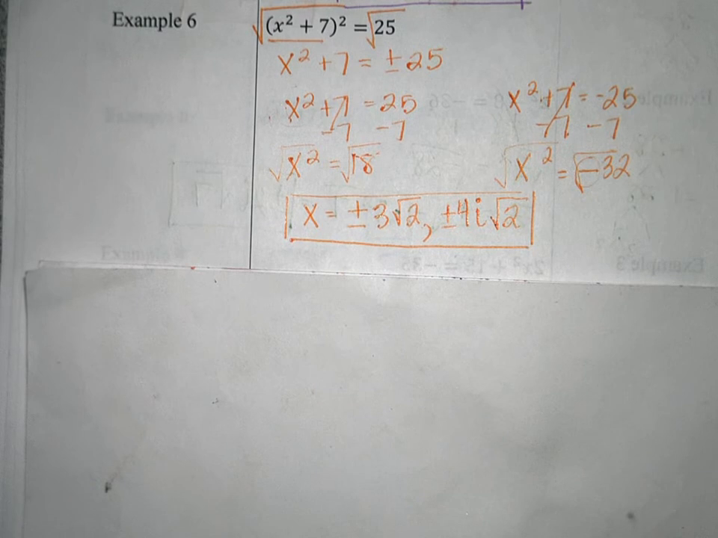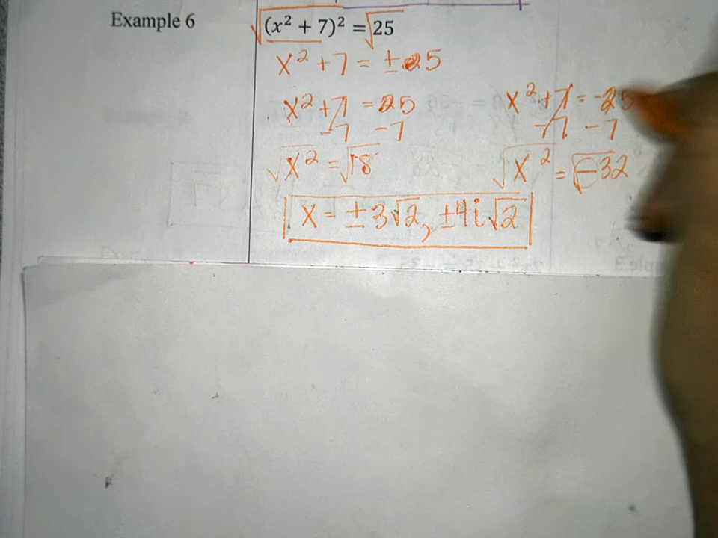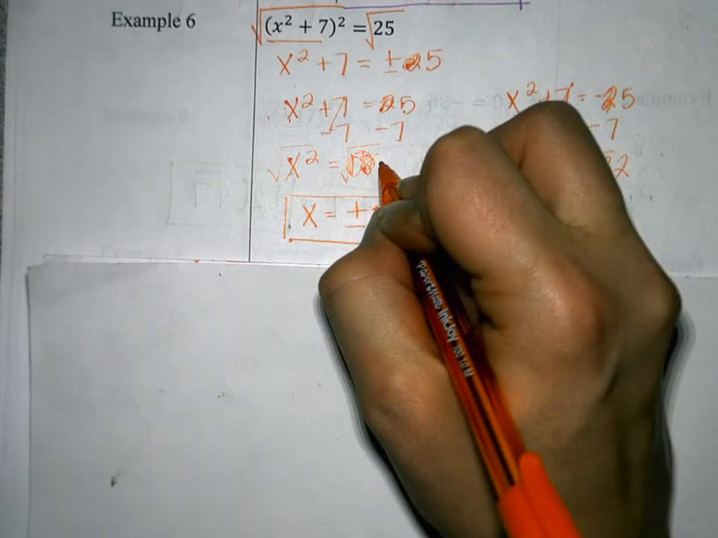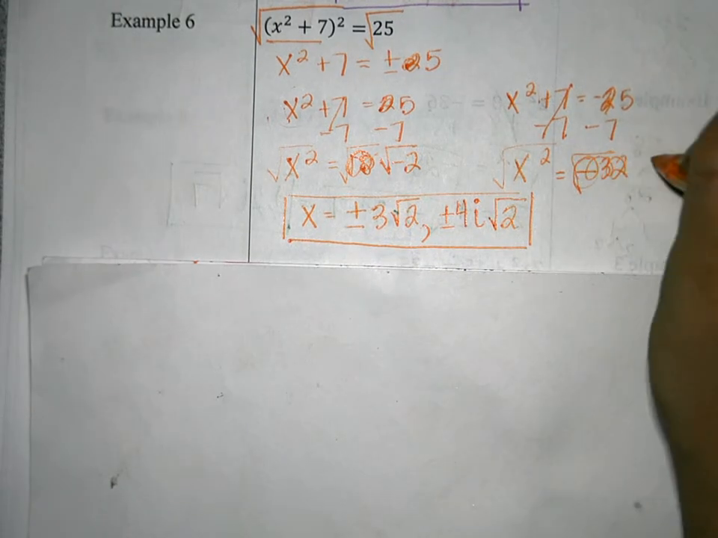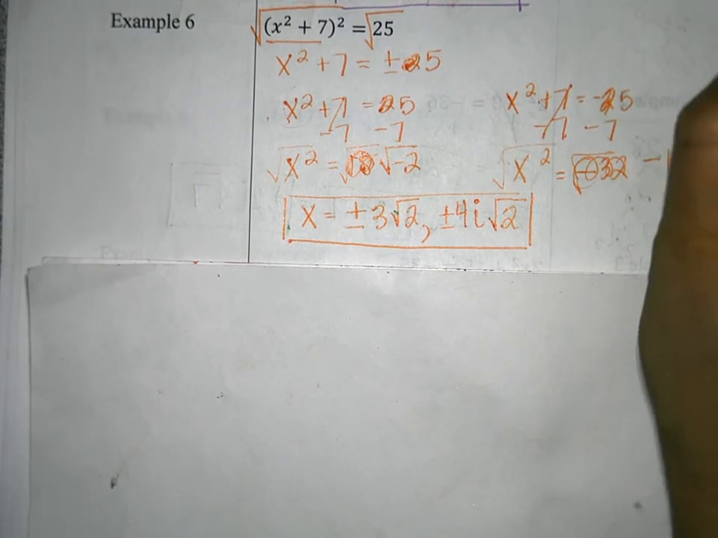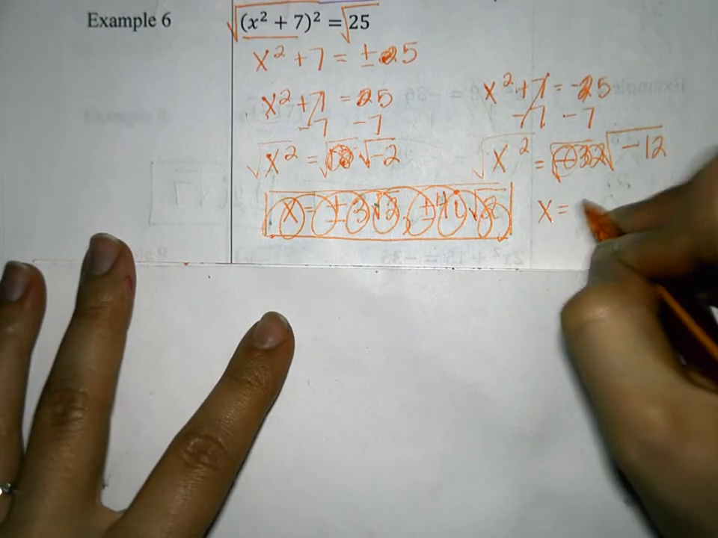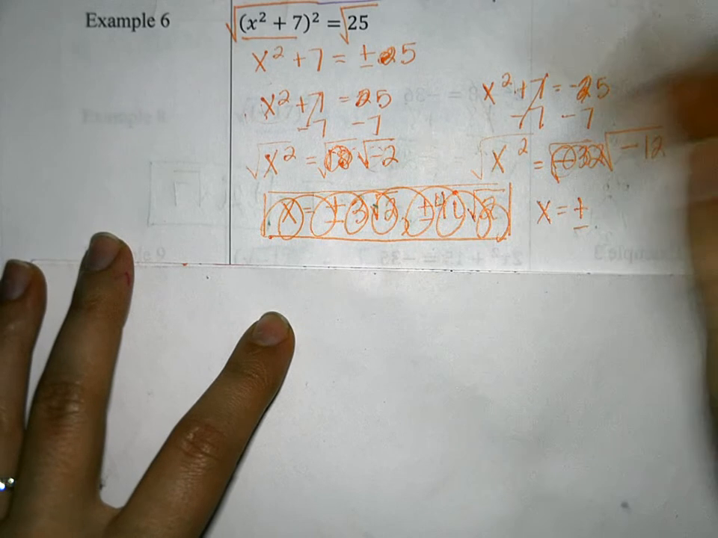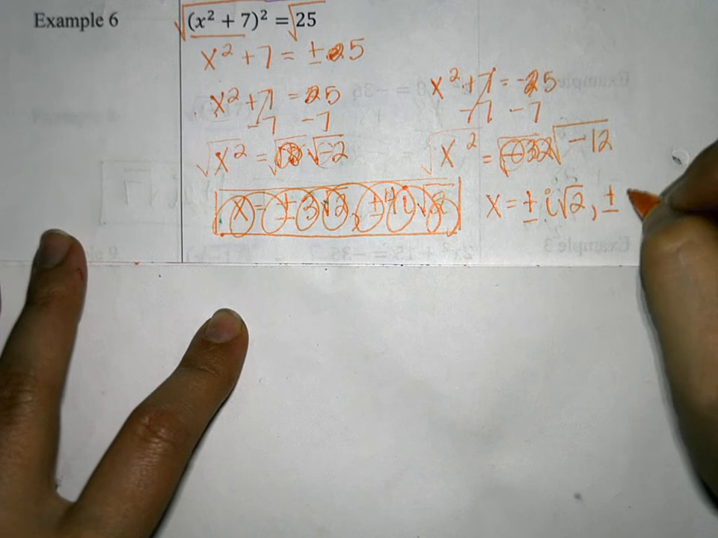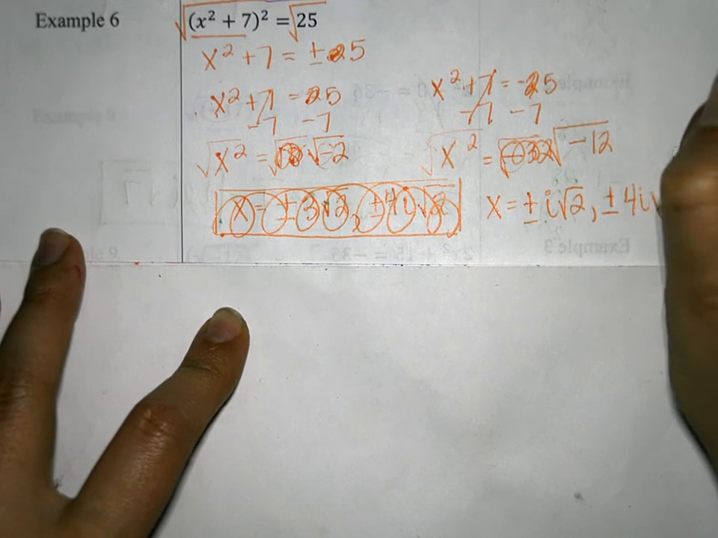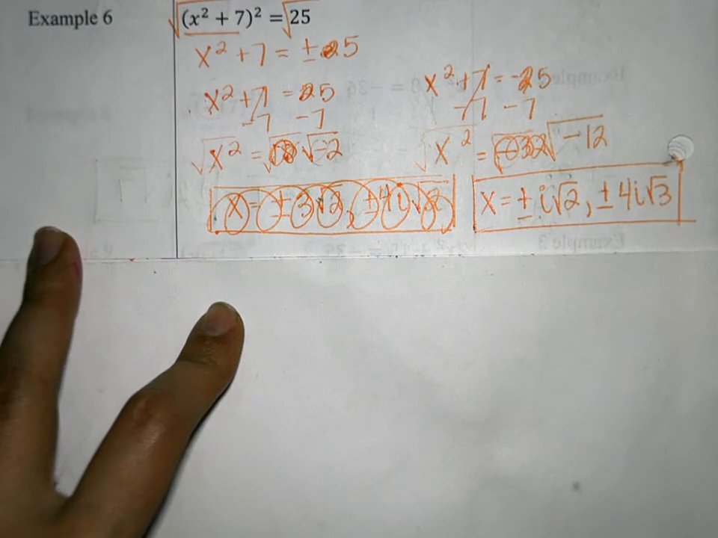Oh my goodness. This should be plus or minus 5. So that would be x squared equals negative 2 and x squared equals negative 12. So that would be x equals plus or minus i root 2, and plus or minus, we can pull out a 4, so 2i root 3. Hopefully some of you caught that much sooner than I did.